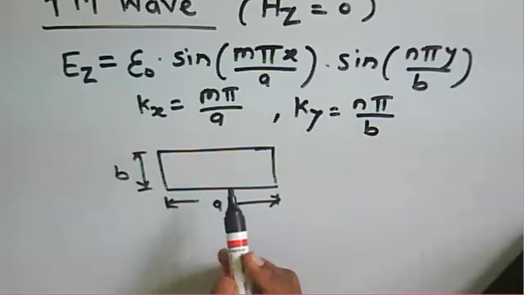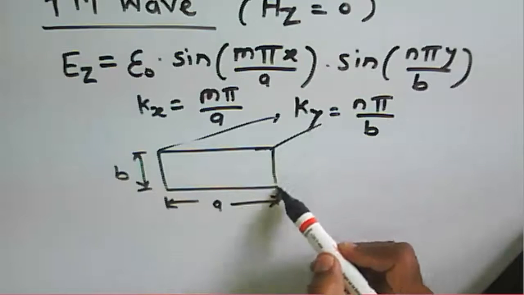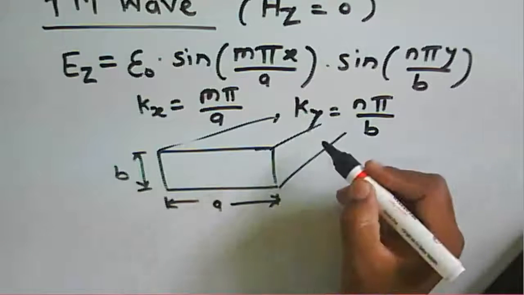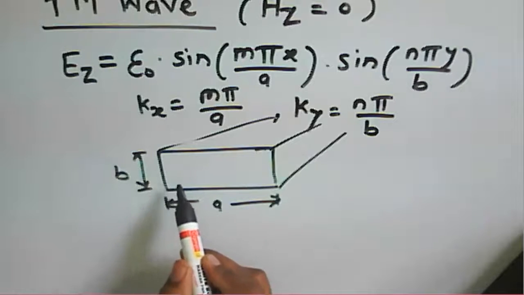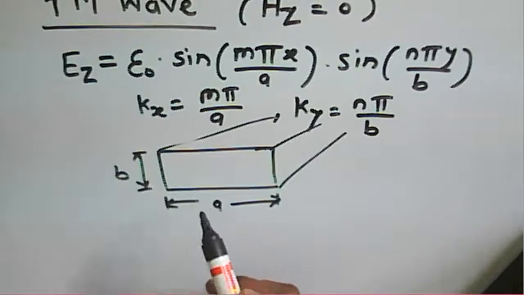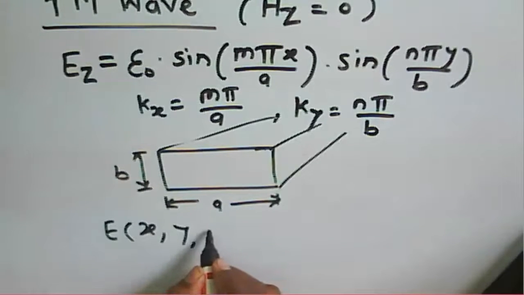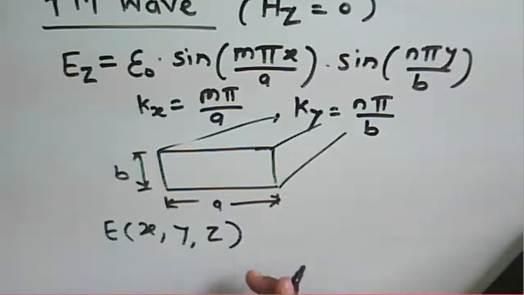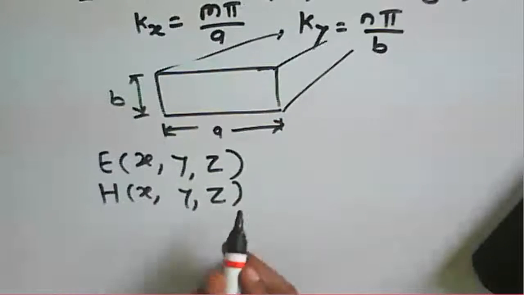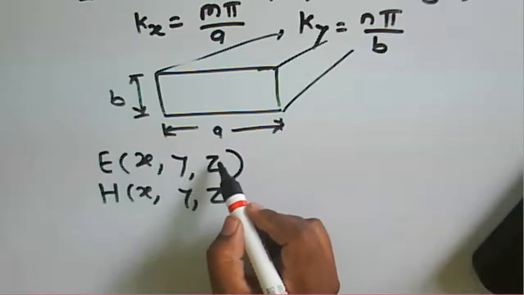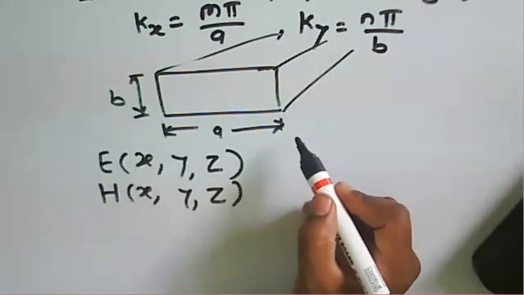Here we have considered that the wave is propagating in the z direction, in a rectangular waveguide. We have the components of the electric field Ex, Ey, Ez, and similarly the magnetic field has Hx, Hy, and Hz. The direction of propagation is z, so the wave has a component along the direction of propagation.